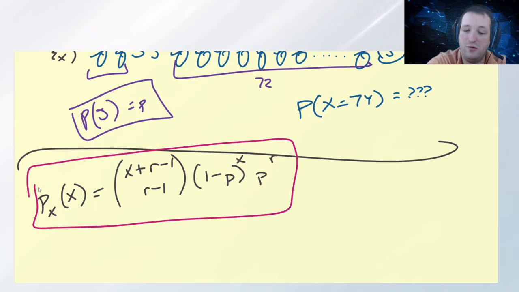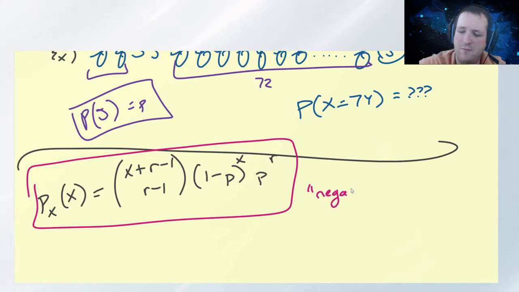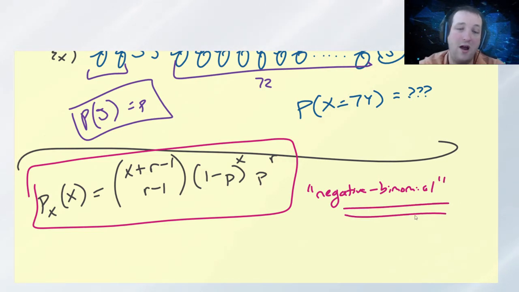So this distribution isn't quite the binomial distribution, but it's a slight variation of it, which is where it gets its name, the negative binomial distribution, where x is a negative binomial random variable.